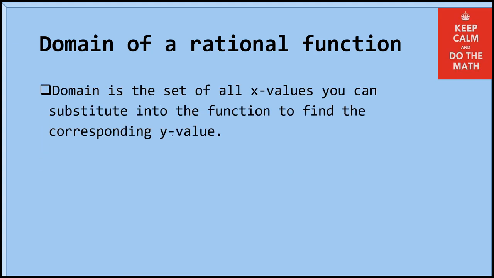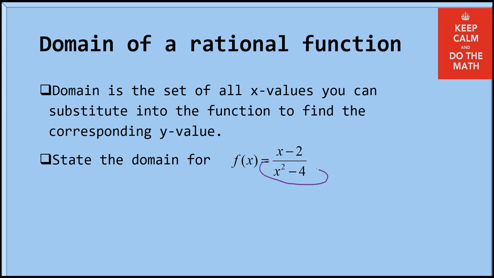Again, the domain is the set of all x values you can substitute into the function to find the corresponding y values. So we're going to find the domain for f of x equals x minus 2 over x squared minus 4. In this example, we still want to focus on just the denominator, but you'll notice that I'm going to need to factor the denominator first. So we're going to factor x squared minus 4. This is going to factor into x plus 2 times x minus 2.